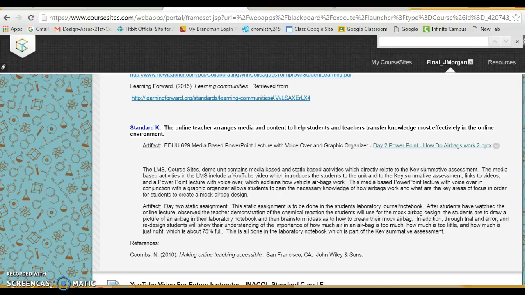Artifact number 2, day 2 static assignment. The static assignment is to be done in the student's laboratory notebook. This is something that they will turn in as individual work, and it is part of the rubric on the key summative assessment. So that's kind of the static part of it. So that's the iNACOL standards in a nutshell and how they relate to this unit.